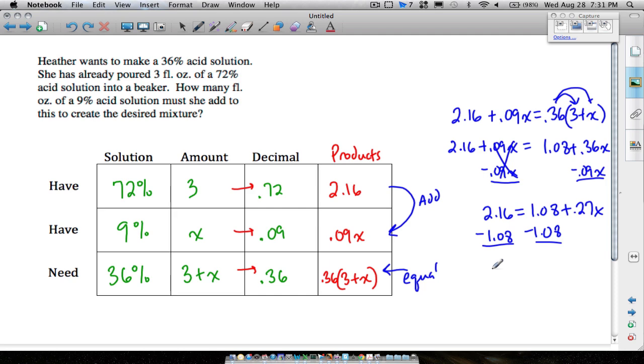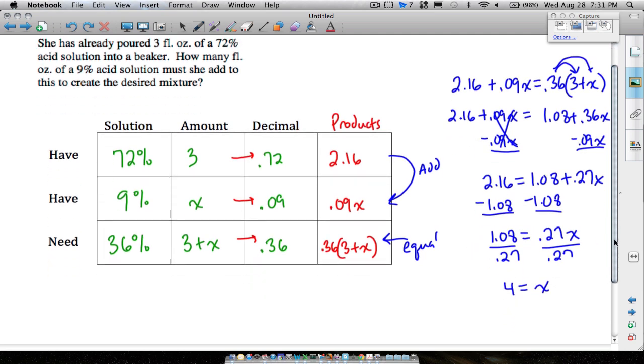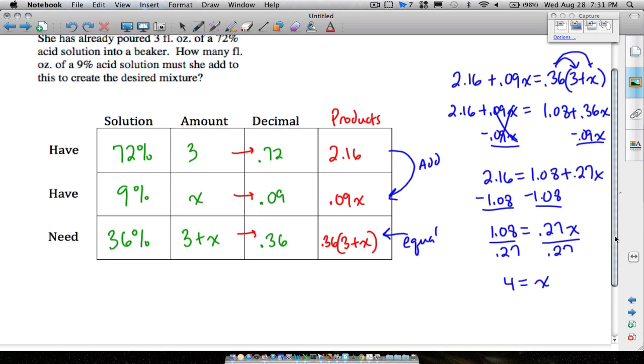2.16 minus 1.08 is 1.08. This is equal to 0.27x. And then our last step is to divide by 0.27 on both sides. And if we do that, we get 4 again. Ironic. But we do get x equals 4 for this problem as well. Therefore, what can we say?